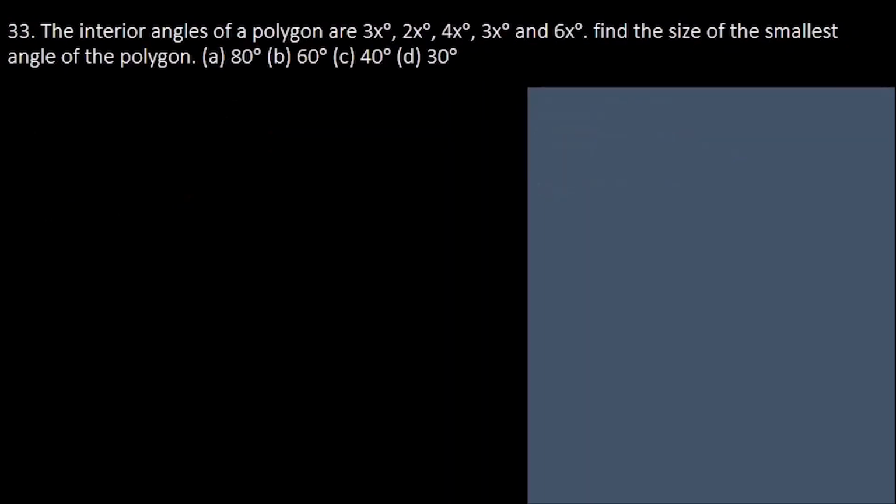Question 33. The interior angles of a polygon are 3x degrees, 2x degrees, 4x degrees, 3x degrees, and 6x degrees. Find the size of the smallest angle of the polygon.